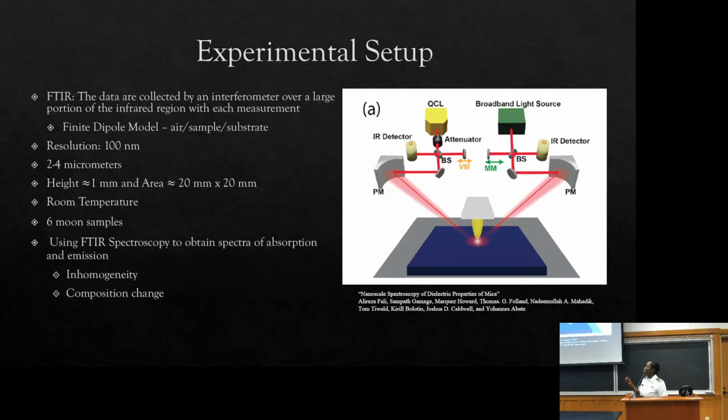The resolution itself was about 100 nanometers. We're looking at about 2 to 4 micrometers of the object every time we're doing the measurements. The height of the mineral was 1 millimeter, and the area about 20 millimeters by 20 millimeters. The whole thing was conducted at room temperature, and again, there are 6 moon samples. Just reiterating, I'm looking at the inhomogeneity and composition change.